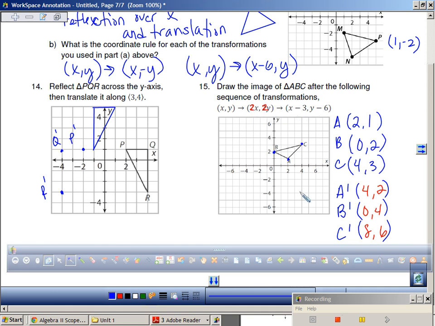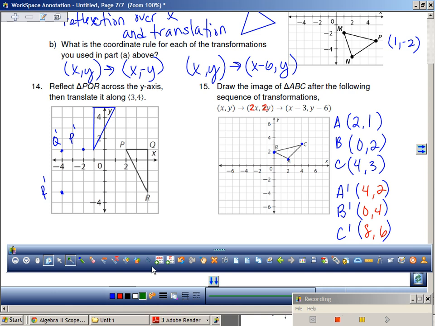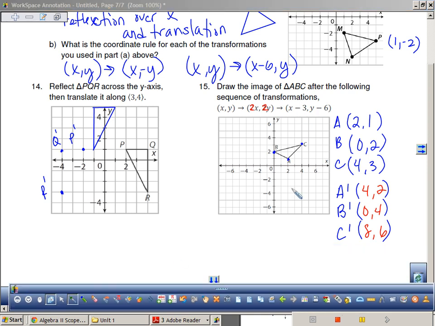Now what do I need to do? What's this say? No, hold on. Devin, minus 3 and minus 6. So what am I going to do to all my x's right here? Subtract by 3. And what am I going to do to all my y's? Subtract by 6. Yes. Make sense? It tells you exactly what to do, right? So here, that's going to be A double prime, B double prime, C double prime.